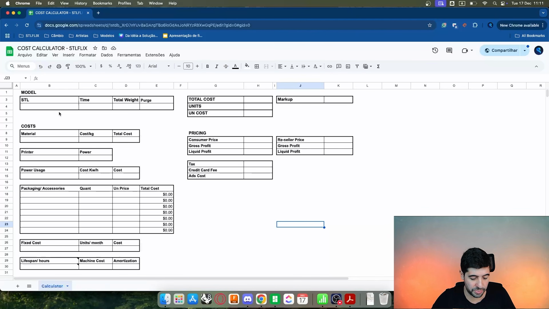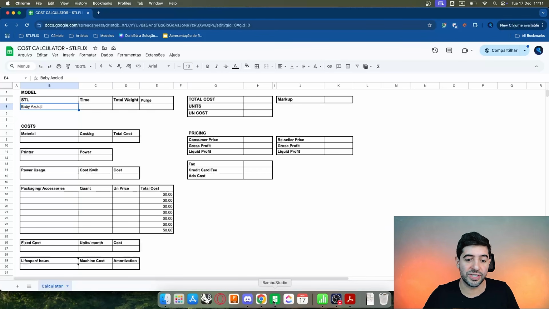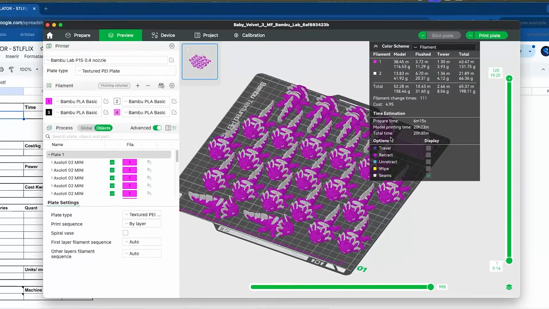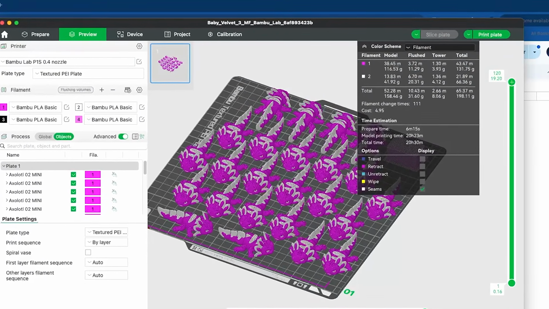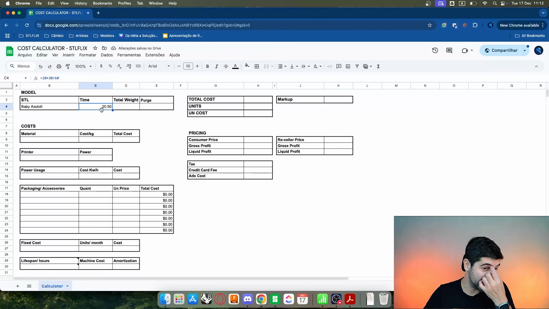All right, so I'm going to put the name of the STL right here. The first information is how long it takes for us to print it. The time here is 20 hours and 30 minutes. You can see here it says 20.50, and the reason is because we need fractions of an hour. So I have 20 plus 30 divided by 60, so I can get the fraction of an hour. So I have 20.5 hours, right?